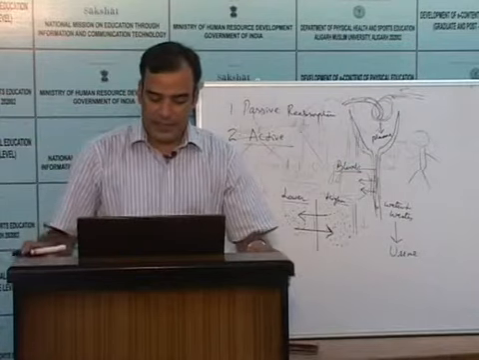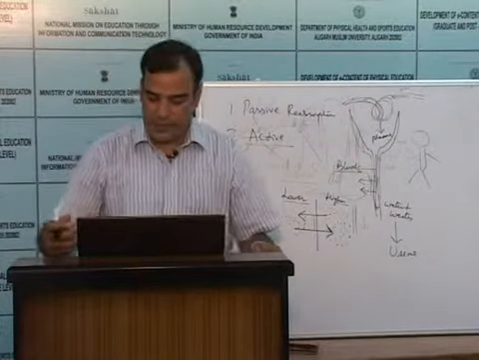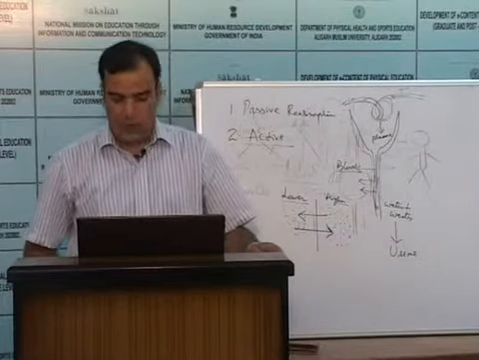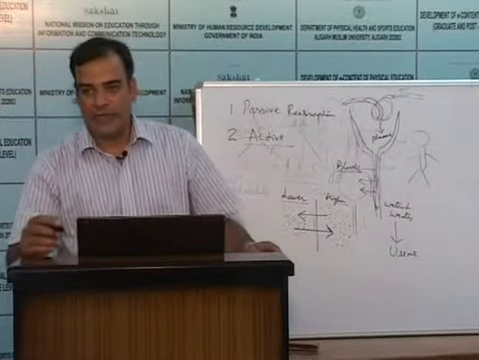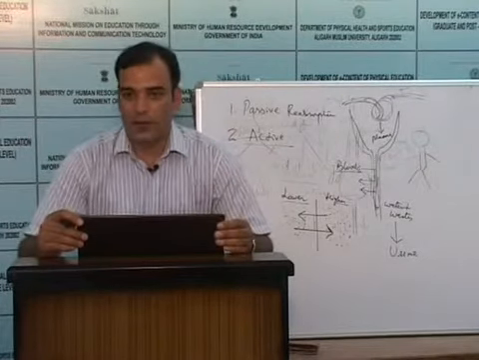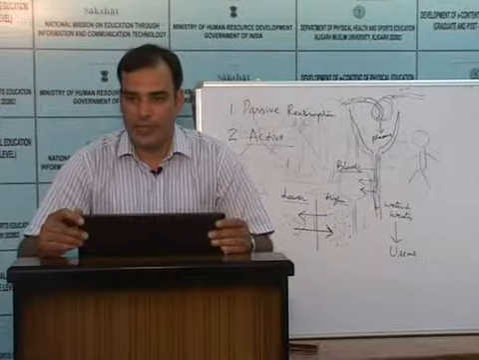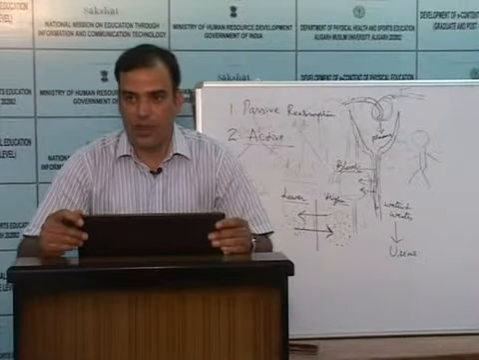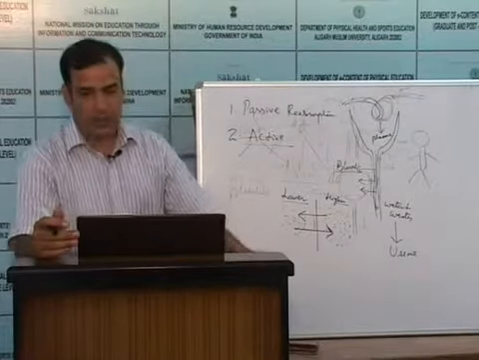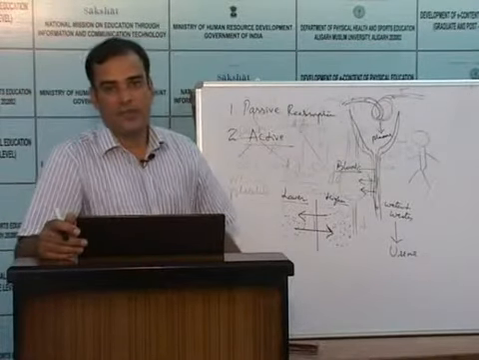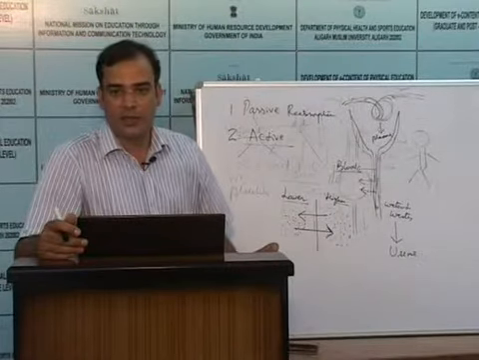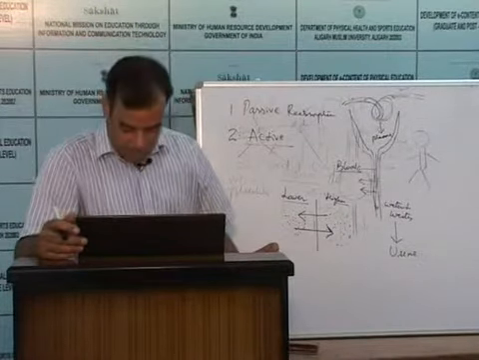Here the difference again is that in the PCT, water is absorbed by passive reabsorption, and in DCT, the absorption of water is under the influence of a hormone called antidiuretic hormone, or ADH. This hormone, antidiuretic hormone, is released from a small gland located at the base of our brain called the pituitary gland.